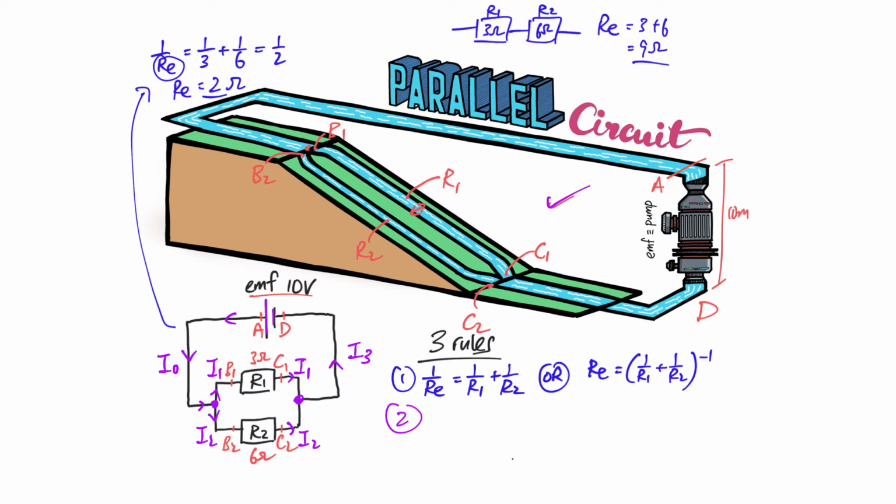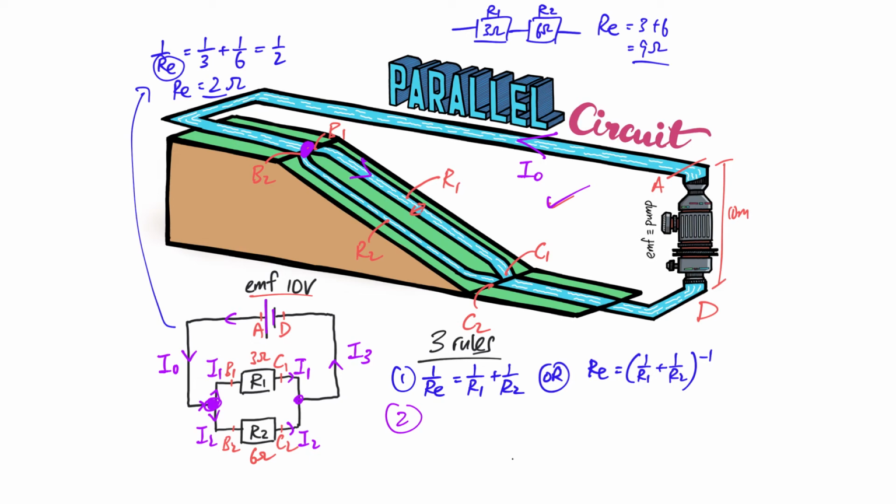Coming out from the pump at 10 meters already, this is like the main river, and the current is I0, and it stays the same. The current will be the same throughout until at this point here, which corresponds to the junction over here. That's where the water will split, the current will split.